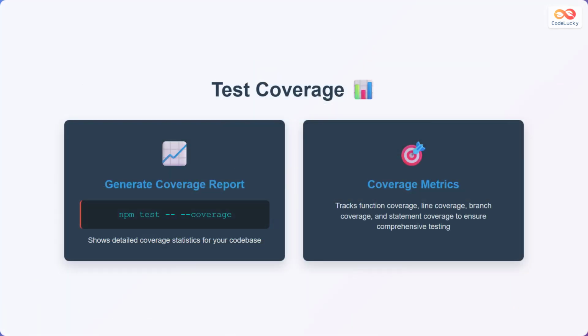Jest provides test coverage reports to ensure comprehensive testing. Use the command npm test --coverage to generate a detailed coverage report for your codebase. Jest tracks metrics like function, line, branch, and statement coverage to help you assess the quality of your tests.